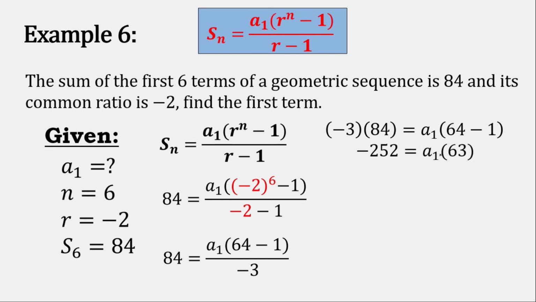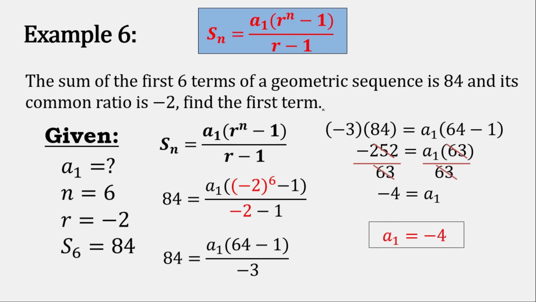Now we need to single out a sub 1 because we need to find the value of it. So all we need to do is to divide both sides by 63 to cancel out 63 on the right side of the equation, and we'll get the value of a sub 1 as negative 4. So the first term for this equation is negative 4.